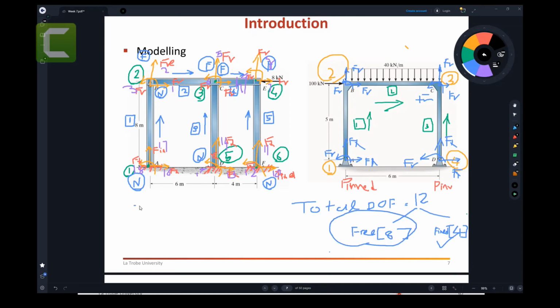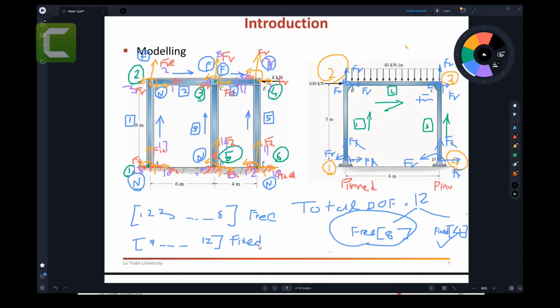Now I have to divide this group 1, 2, 3 up to 8. That is your free degrees of freedom. You already told me that, right? You identified that yourself. And then the remaining group, starting from 9 to 12, is the fixed degrees of freedom. You already told me that.